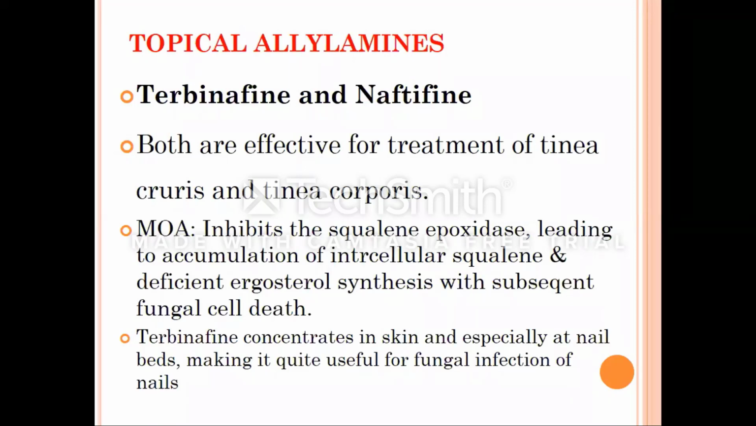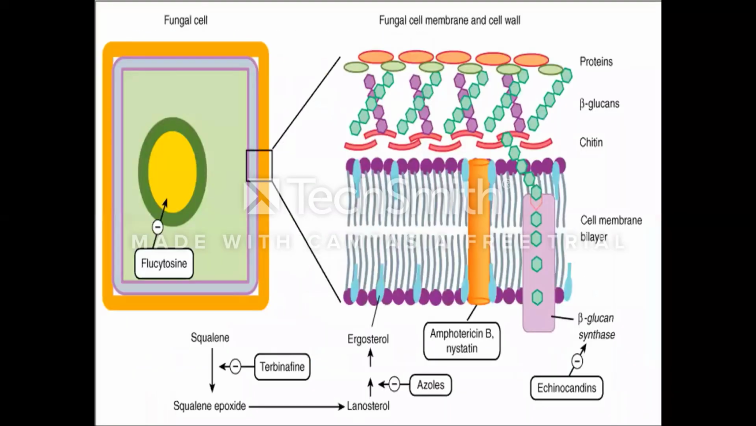So they inhibit again the same mechanism. Inhibition of squalene epoxidase leads to the accumulation of intracellular squalene, and there is a deficiency of ergosterol within the fungal cell wall, which ultimately leads to the death of the fungi. And why terbinafine is preferred for such nail and tinea infections is because it has an ability to concentrate in the skin, especially in the nail beds, making it quite useful for those infections which are associated with nails.